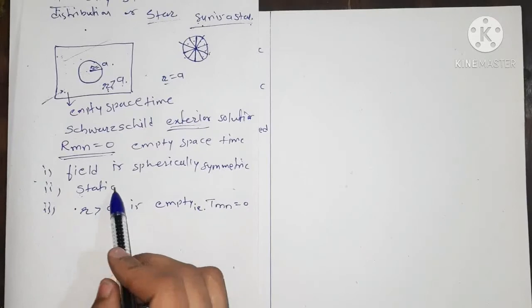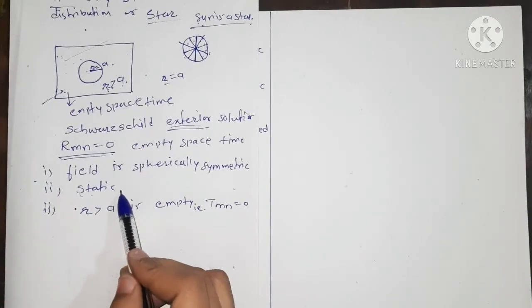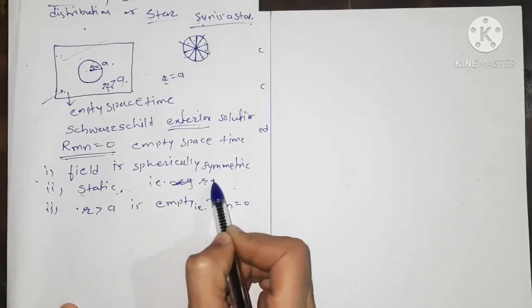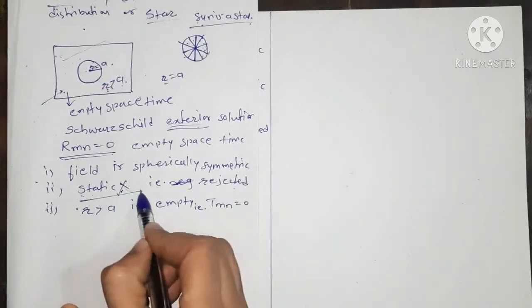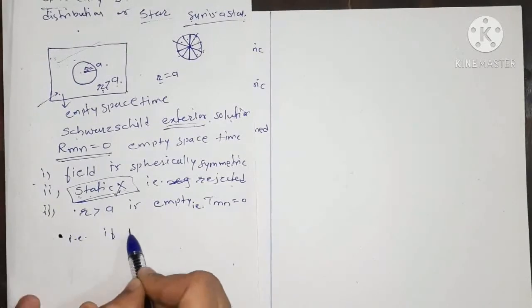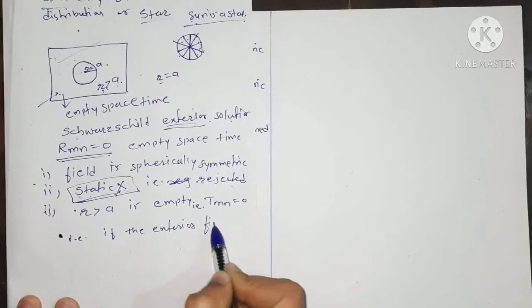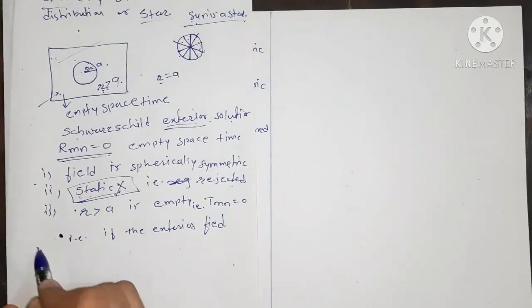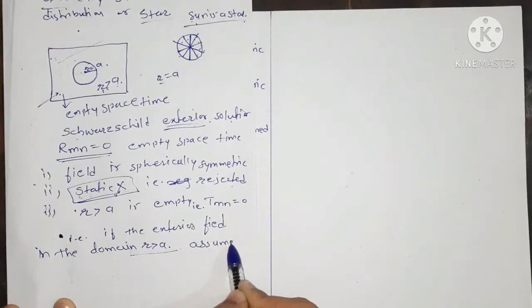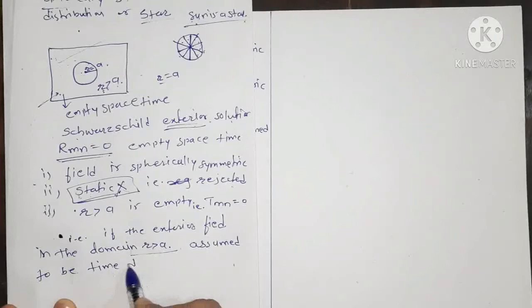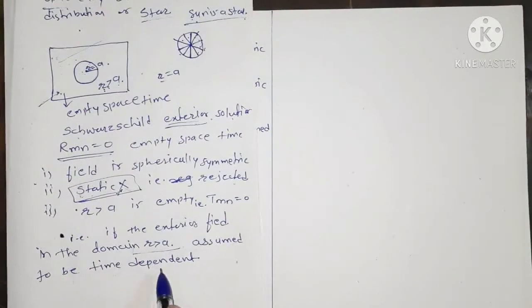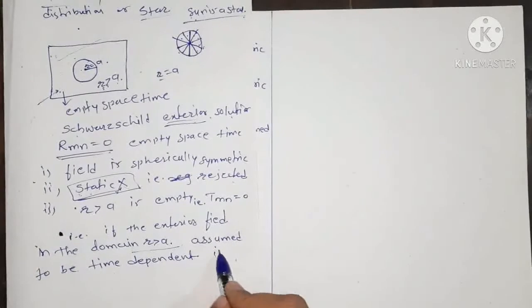So in deriving the Schwarzschild exterior solution, we have these three assumptions, and we require that our field should be static. But if we reject this assumption, that is, if the exterior field in the domain r greater than a is assumed to be time dependent, then we get that it again becomes static.